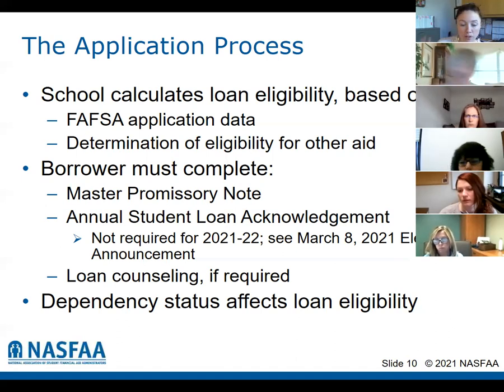When the school sends the origination file to COD, it's going to match, hopefully, with a master promissory note file that the student has already done. So the prom note is the contract for the loan.